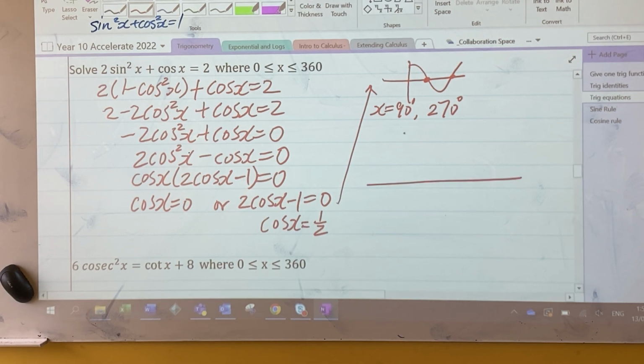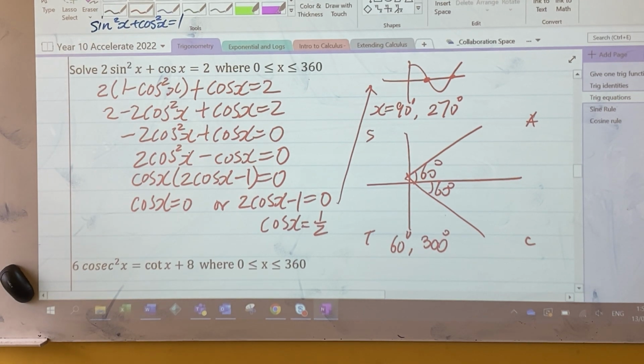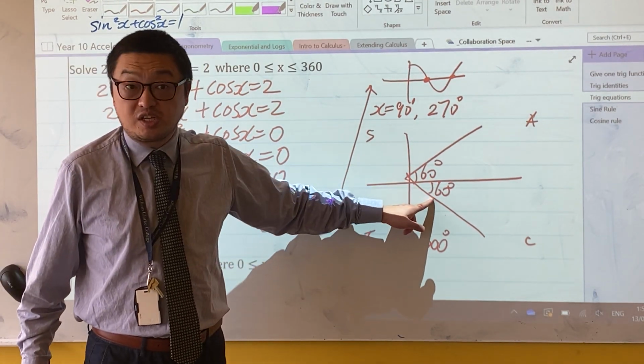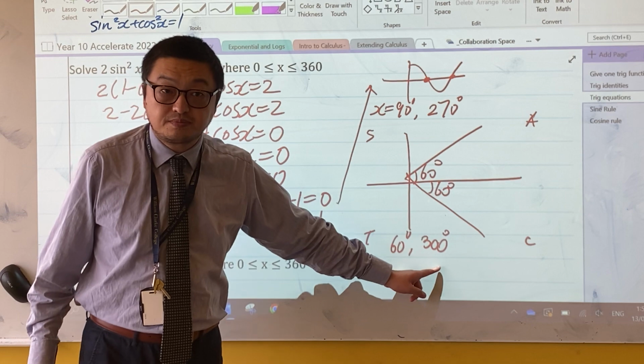So, you're going to draw that reference angle 60 degrees, right? So, ASTC. In which quadrants is cos positive? First and last. So, what's your final conclusion? 60 degrees and 300. Make sense? This one is 60 degrees, this one is 360 minus 60, which is 300.